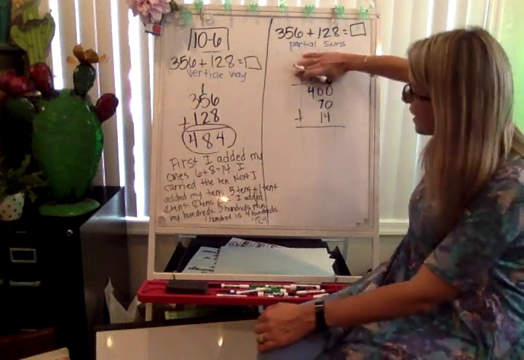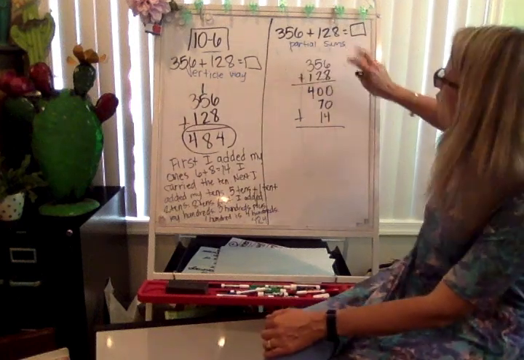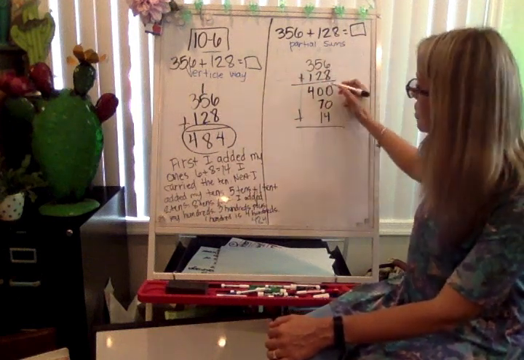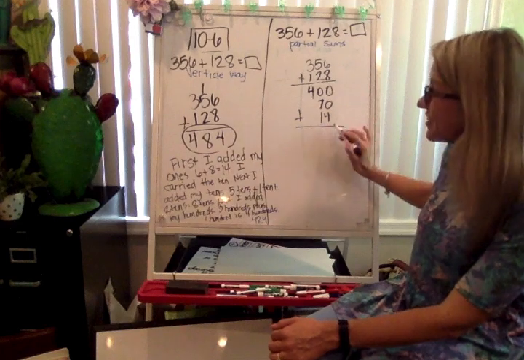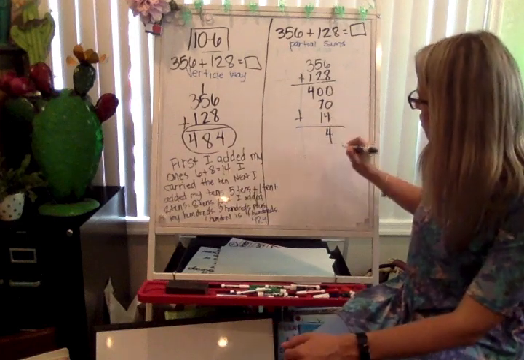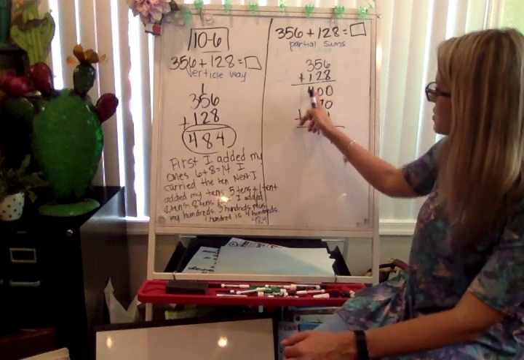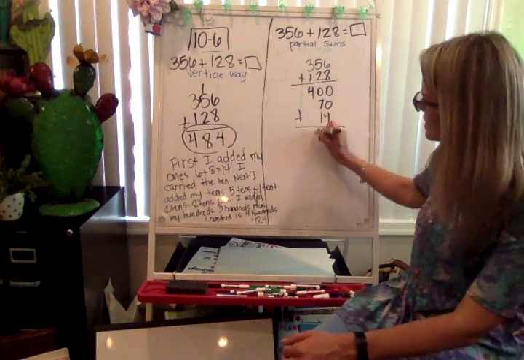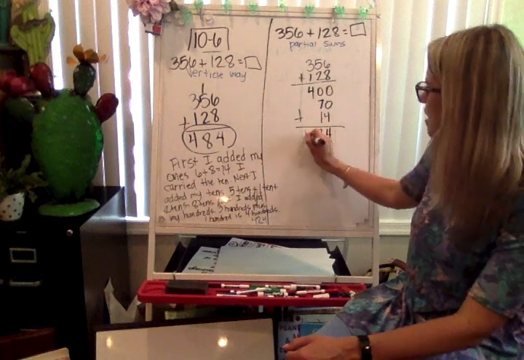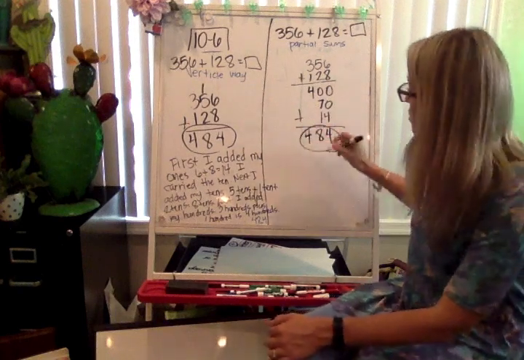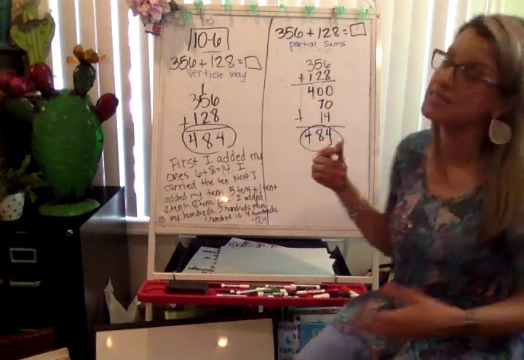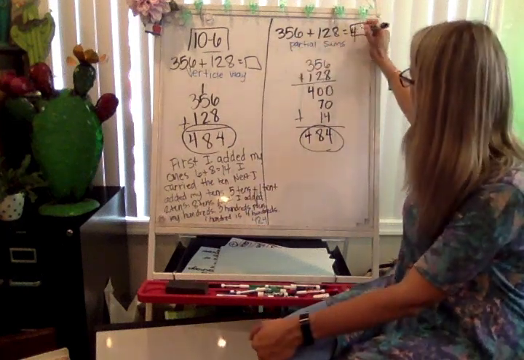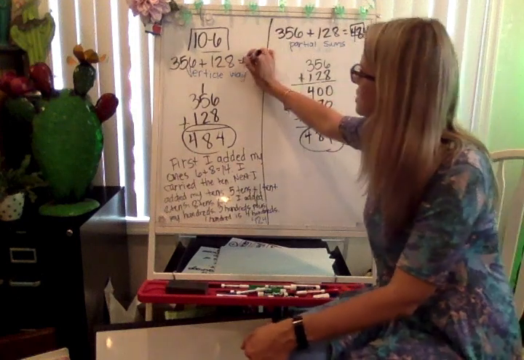Now I'm going to not pay attention to this top portion. I'm only looking at this equation here to solve using the partial sums. So I'm saying 0 plus 0 is 0. Add 4 to my ones, it's 4. 0 tens plus 7 tens is 7 tens. Add one more, it's 8 tens. And then I'm bringing that 4 from the hundreds all the way down. So I have 484 is the sum of 356 plus 128. 484. And I did not write it over here.